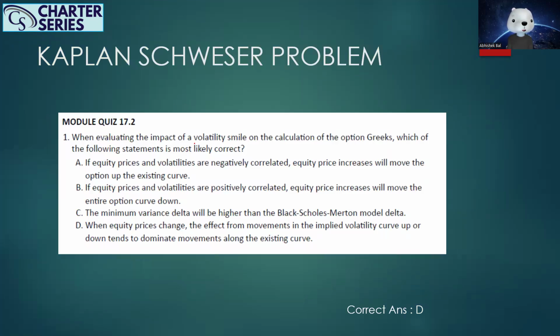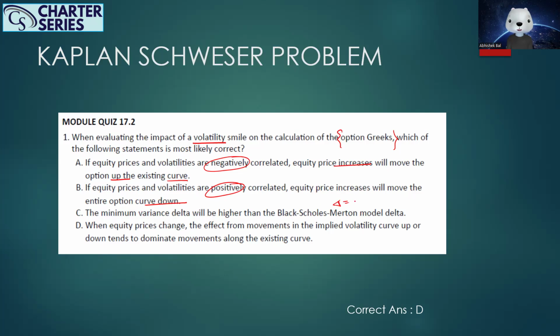When evaluating the impact of volatility smile on the calculation of option Greeks, which of the following statements is most likely correct? If equity prices and volatilities are negatively correlated, equity price increase will move the option up the existing curve. If equity prices and volatilities are positively correlated, equity price increase will move the entire option curve down. The minimum variance delta will be higher than the Black-Scholes-Merton model delta.